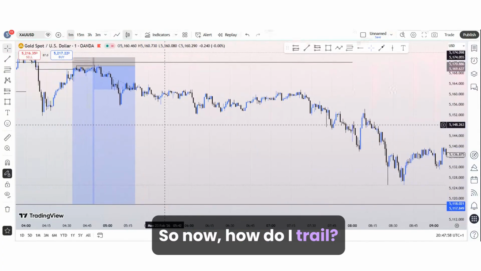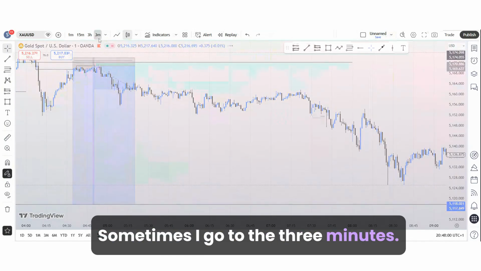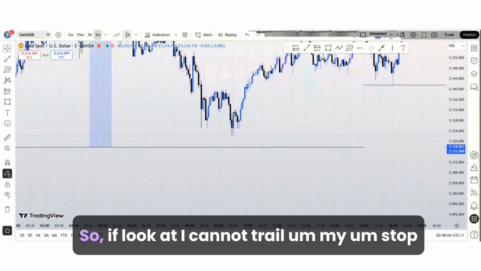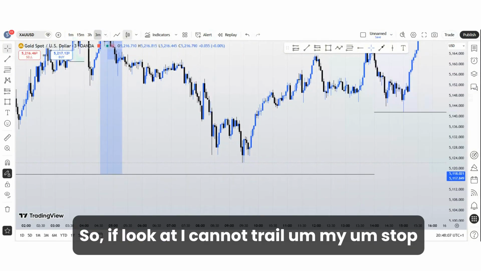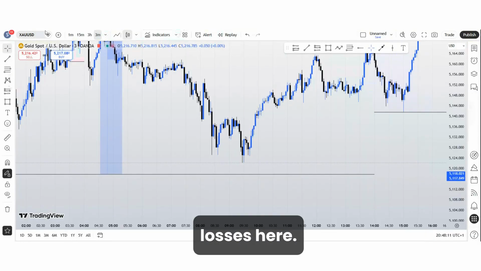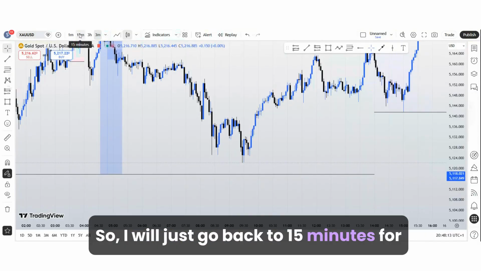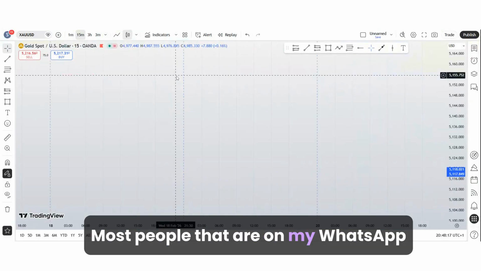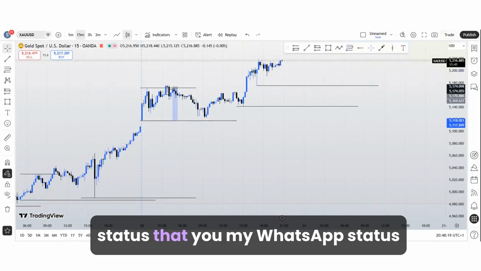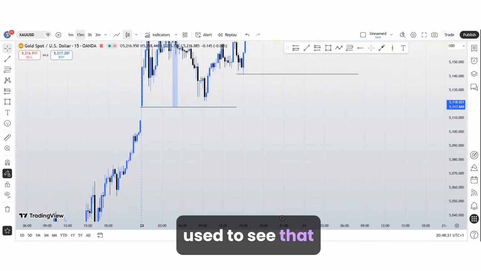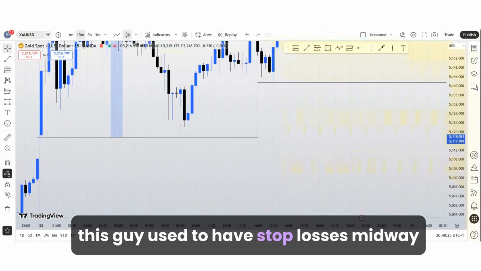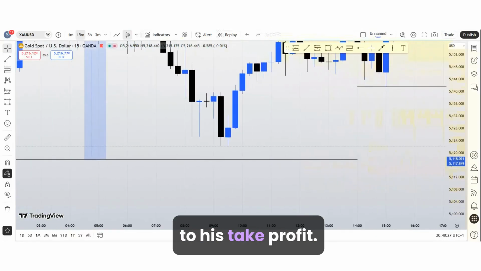So now, how do I trail? Sometimes I go to the 3 minutes, but 3 minutes is also a small time frame. So I cannot trail my stop losses here. So I will just go back to 15 minutes to be safer. Most people that view my WhatsApp status used to see that this guy used to have stop losses midway to his take profit.